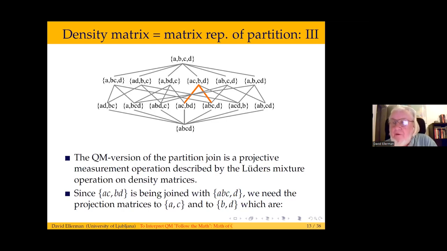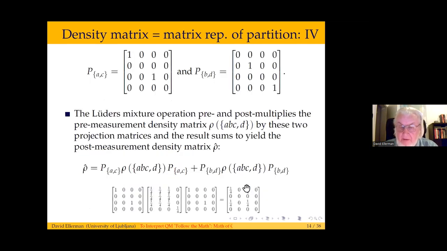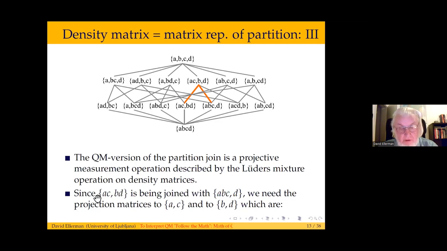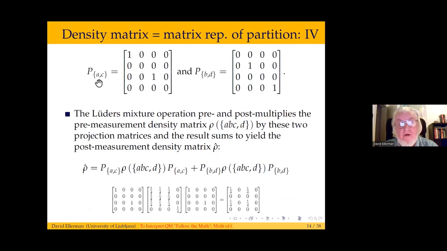So let's go through the Lüders mixture operation. We're going to join this partition onto this partition. This partition here is representing the observable, and this is representing the state. So we're going to measure the state by this observable. For the Lüders mixture, you need the projection matrices corresponding to the eigenvalues, as it were, in the observable. So here's A and C, you've got a 1 in A and a 1 in C, and here's B and D. Then the Lüders operation pre- and post-multiplies the density matrix that we start with by these two projections and adds up the result.